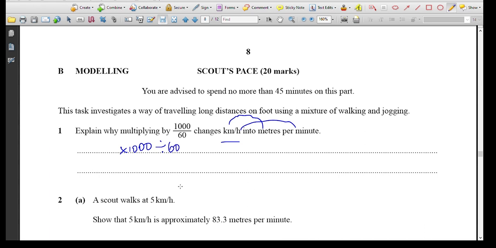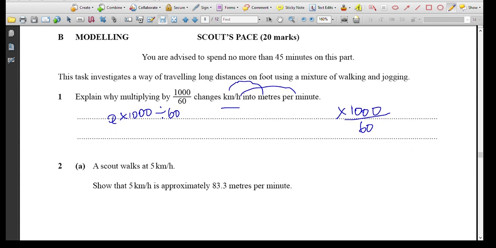When you are combining the operations, multiply by 1000 and divide by 60, it is multiplying that answer by 1000 in total divided by 60, which we can say is multiply by 1000 over 60, since that 60 is in the denominator. Let's proceed to the second question. It's simple. A scout walks at 5 km per hour. So what speed are they walking? It is 5 km per hour.